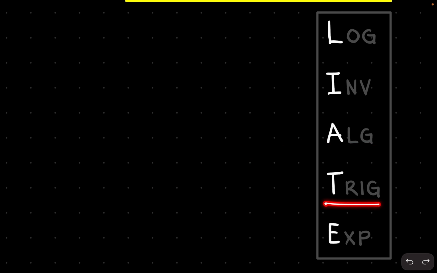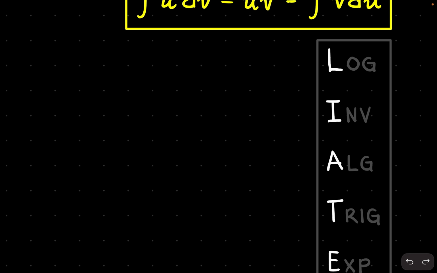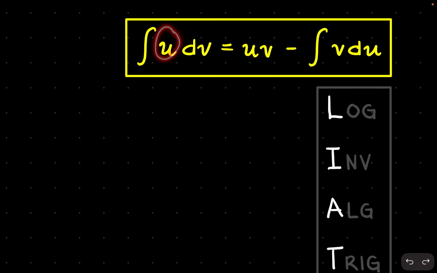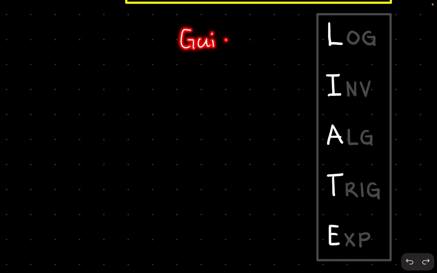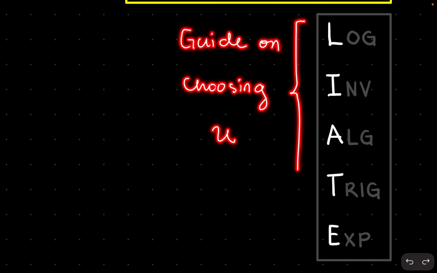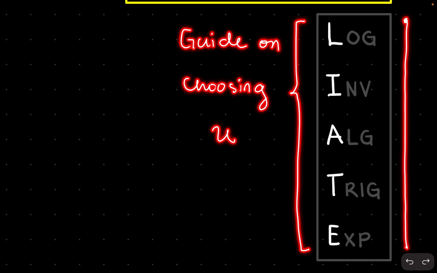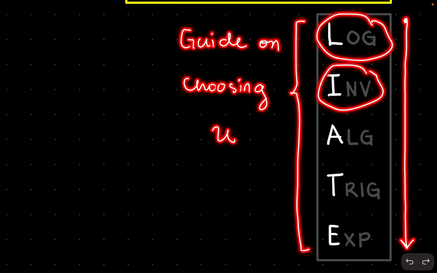Next is trig. I suppose you know that: sine, cosine. And then exponential, like e raised to x, 2 raised to x, and so on. So this will serve as our guide in choosing which u to place out here. Again, this serves as a guide on choosing u. The idea here is that you start from the top and then you move to the bottom. That is, log is the most likely choice of u. The inverse trig is the second most likely choice of u, and so on. And the least likely choice of u is exponential.